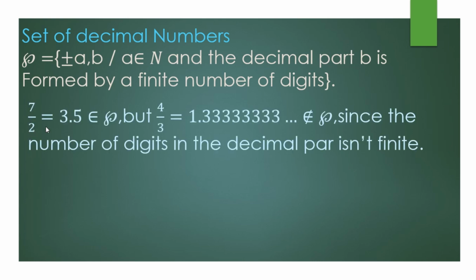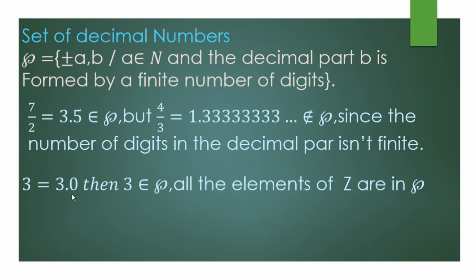7 over 2 equals 3.5. We have 1 digit in the decimal part, so it is a decimal number. 4 over 3, if we divide 4 over 3, we get 1.3333, etc. We cannot count the number of digits in the decimal part, so this number does not belong to D.